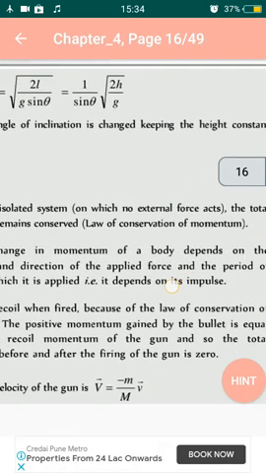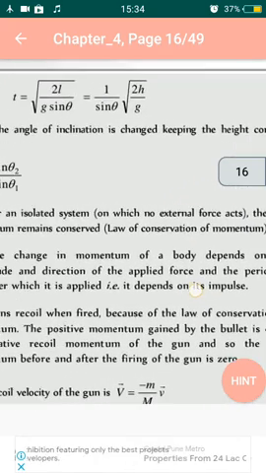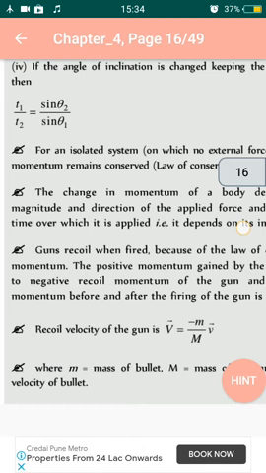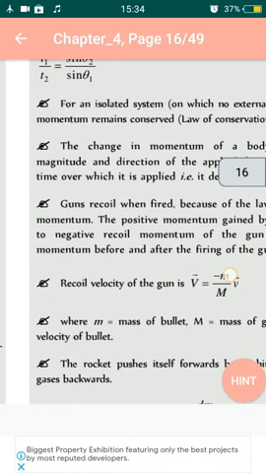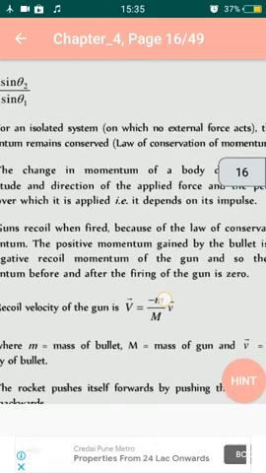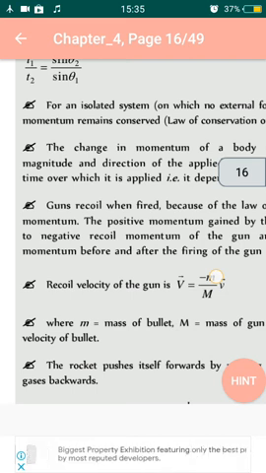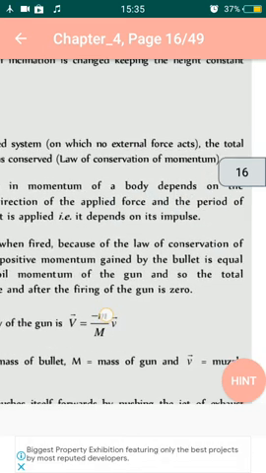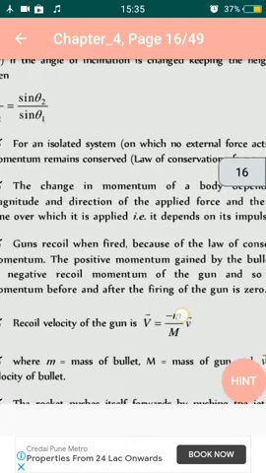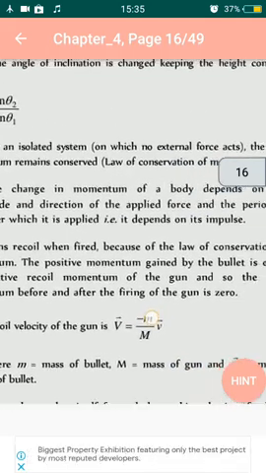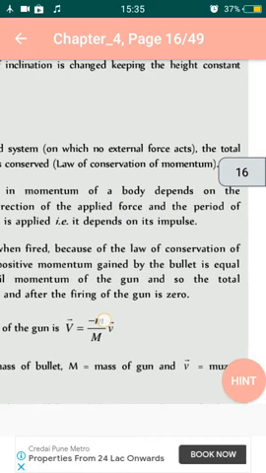Law of conservation of momentum. The next point, the change in the momentum of a body depends upon the magnitude and direction of the applied force and the period of time over which it is applied, that is, it depends on its impulse. The next point, guns recoil when fired because of the law of conservation of momentum. The positive momentum gained by the bullet is equal to the negative recoil momentum of the gun, and so the total momentum before and after firing the gun is 0.